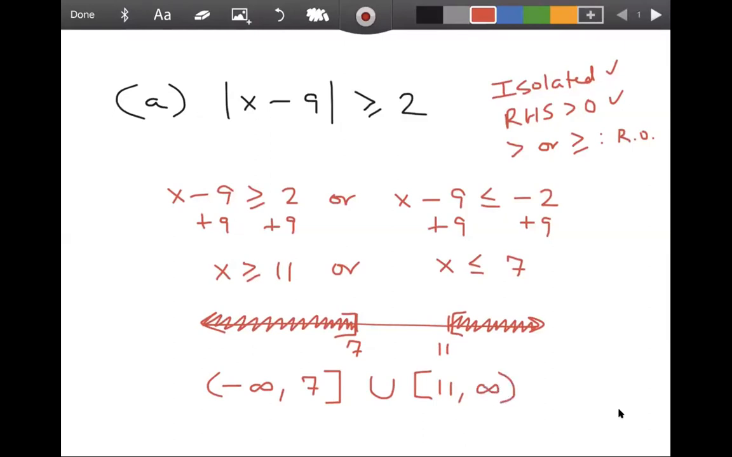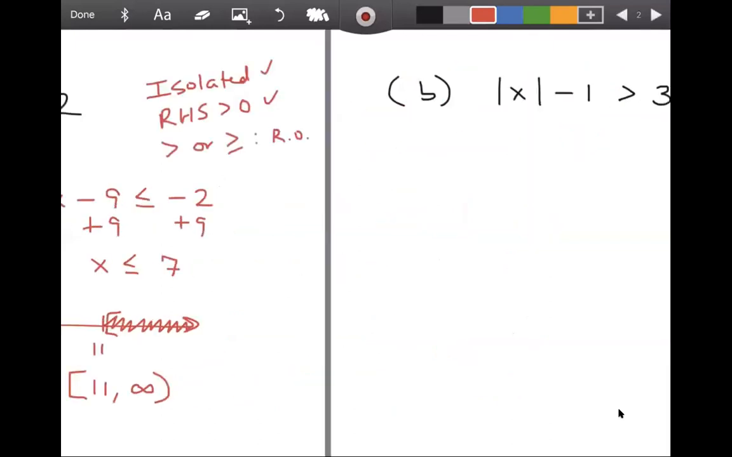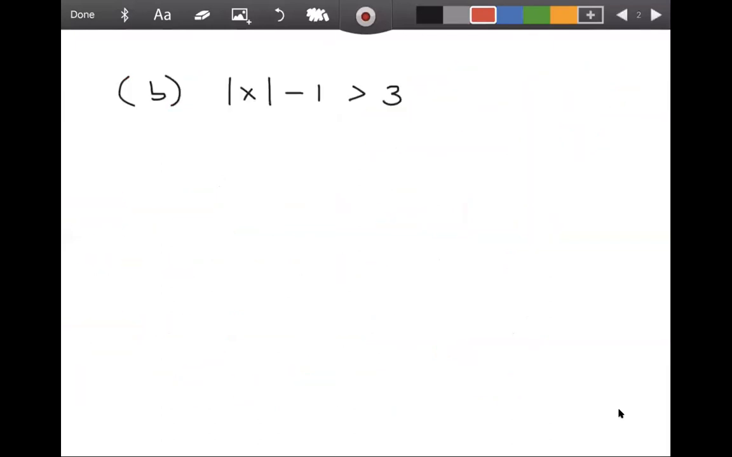All right, let's look at the next example. The absolute value of x minus 1 is greater than 3. So what's different about this one is that the absolute value is not isolated. So I'm not even going to ask the other questions until it is isolated. I'm going to add 1 to both sides. That's going to give me absolute value x is greater than 4.